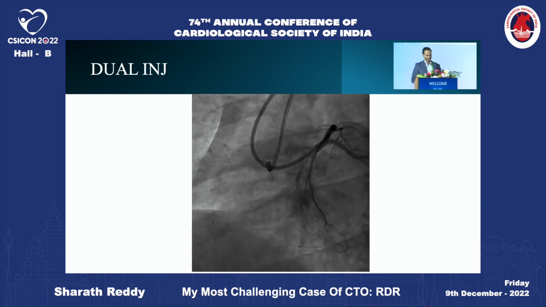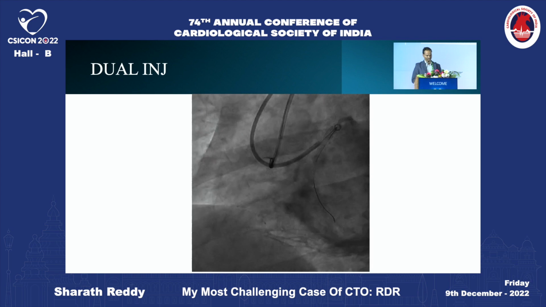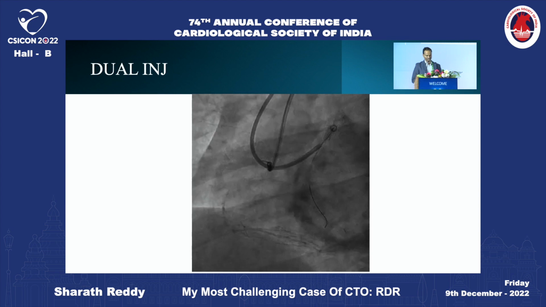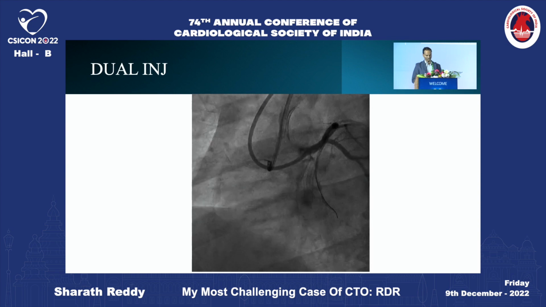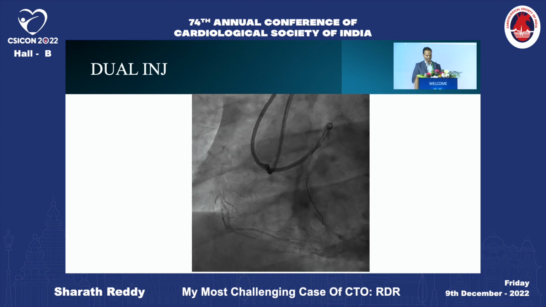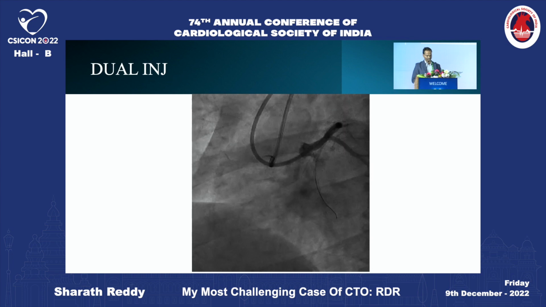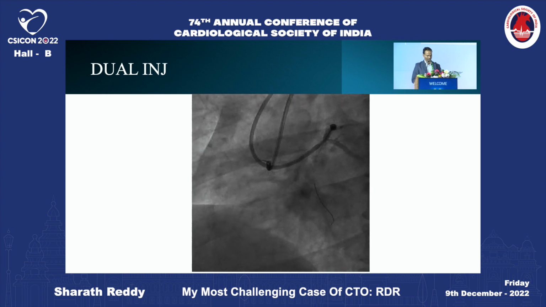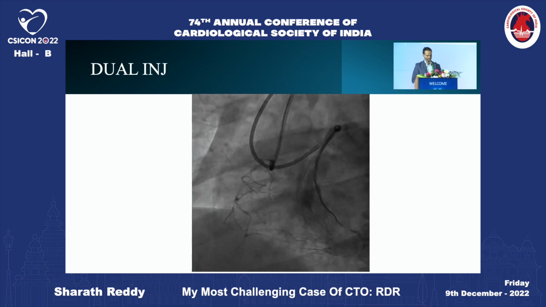And this is a dual injection. You can see the dual injection I'm giving; antegrade injection is given through the microcatheter, since the total occlusion is almost sitting in the proximal RCA. That's one technique which can be used, and you will get good visualization. You can see a good long CTO with a good distal vessel.